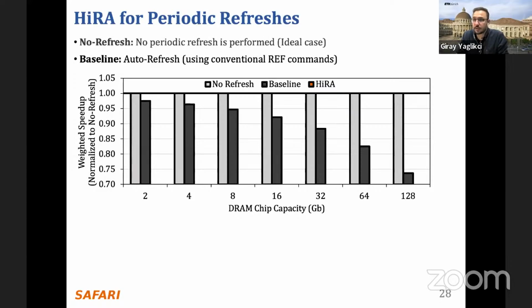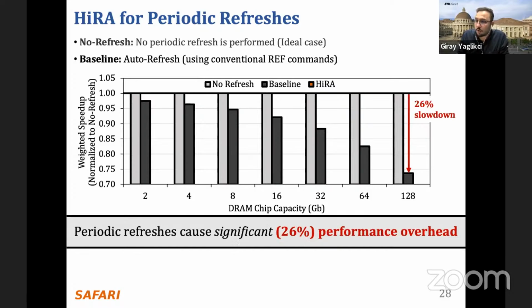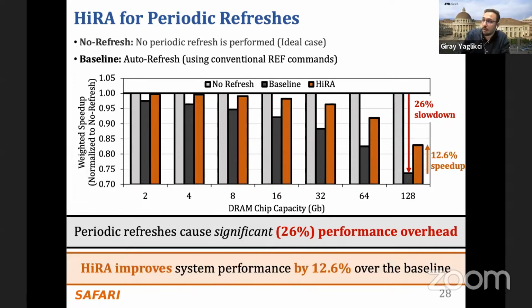We compare our results to auto refresh, which is the mechanism implemented in current DRAM chips. They use the conventional REF command, which is optimized for performing these refresh operations in an efficient way. We observe that when we increase DRAM chip capacity, these periodic refreshes can cause significant performance overhead. And when we perform these refresh operations using HiRA, we can improve system performance significantly.